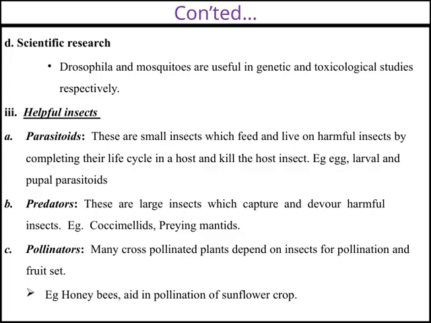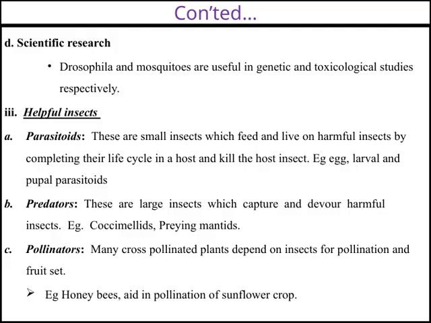Continuing from the previous points, let's now look at some of the scientific research involving insects. For example, Drosophila or fruit flies are incredibly useful in genetic studies because their genetic makeup is simple and they reproduce quickly. Mosquitoes, on the other hand, are often used in toxicological research, especially in studying disease transmission and insecticide resistance.